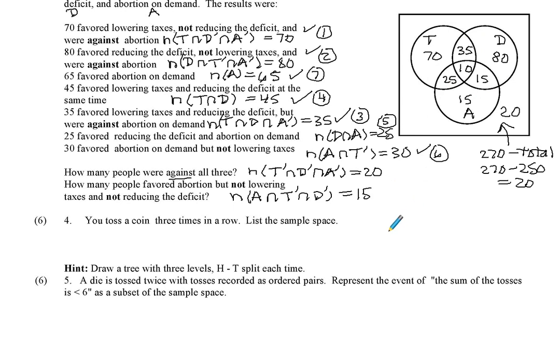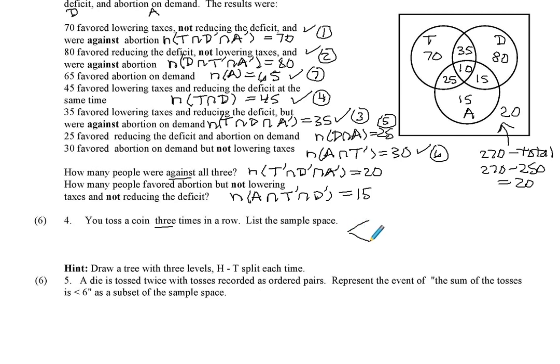All right, next up, we're switching gears. We're going to probability here. We toss a coin 3 times in a row, and we want to list the sample space. There are 3 steps in this experiment because you're tossing 3 coins, so we don't want to use an outcome table. We want to use a tree diagram to do this.